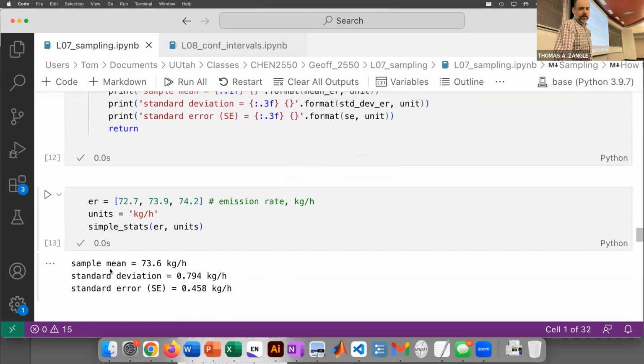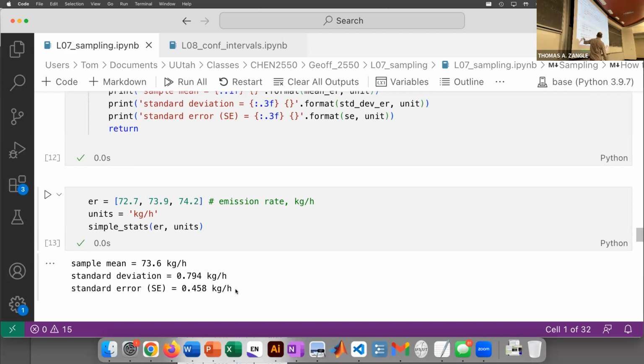But for now, we can look at the mean, standard deviation, and now the standard error of that mean, which we'll be using later. So the mean is 73.6, the standard deviation is 0.794, and the standard error is about 0.5 kilogram per hour. And remember, the standard error tells us about the distribution of mean values that we'd expect to see from a set of 3 measurements in this case.